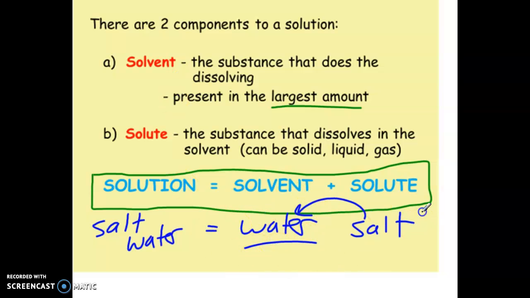In this case, if I'm doing salt in water, my salt, of course, is a solid, and my water is a liquid. This is the classic. Usually when you think of the term solution, that's what we always think about: something solid dissolving into something liquid. But there's a whole bunch of different things that can classify as being a solution, and we'll talk about them in a bit.